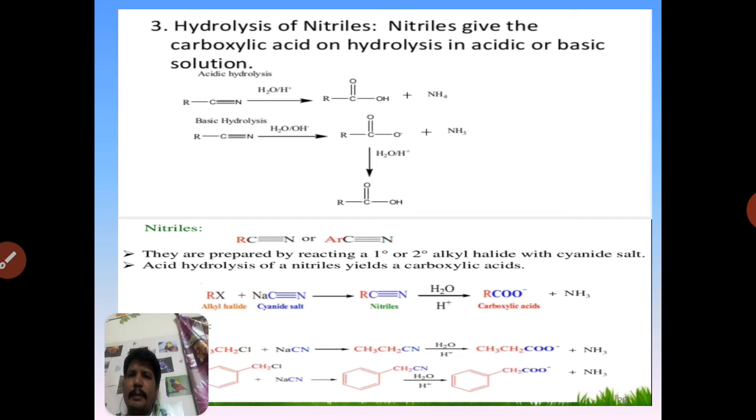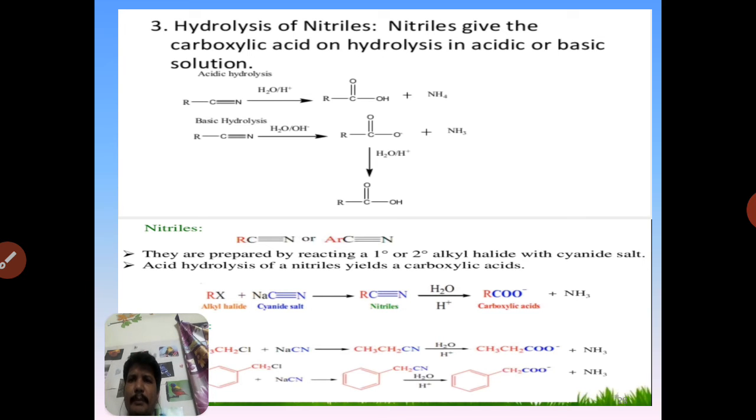Similarly, the third method is the hydrolysis of the nitriles. Nitriles means nothing but the cyanides. These nitriles give the carboxylic acid on hydrolysis in acidic or basic condition. Hydrolysis means breaking of bond by using the water molecule. Again, very simple.